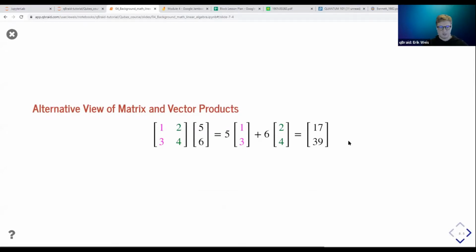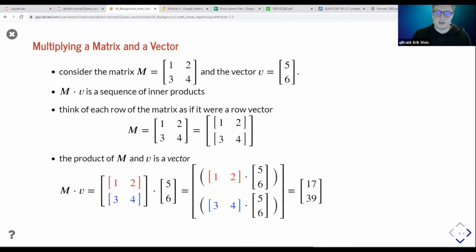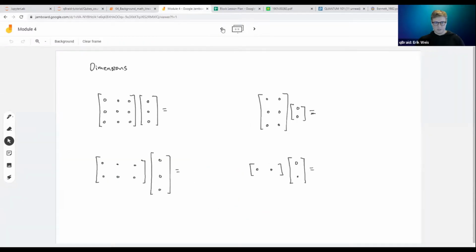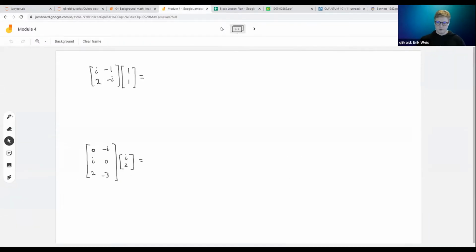An alternative formulation of how this works is to think of, actually, you know what, before we go on to that, let's do a couple of examples. And then we'll come back to that alternative formulation. So here we have a few simple examples. And these are complex matrices. This is a 2 by 2 complex matrix, and we have a vector here, and we're going to multiply these together.